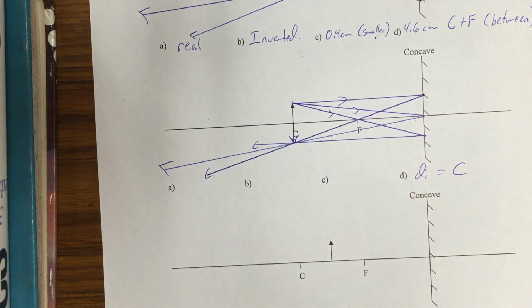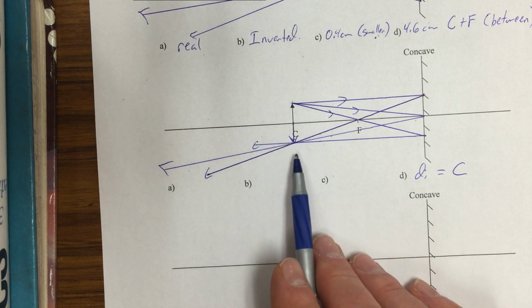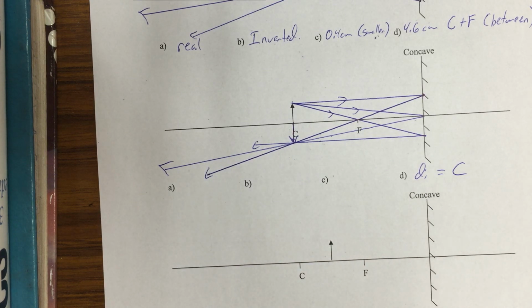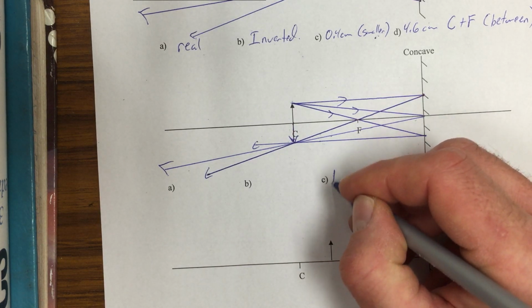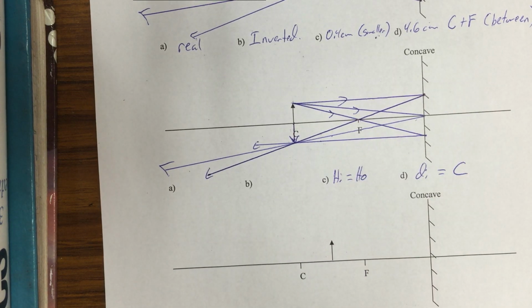This on C case is a very important case for concave mirrors. It is the one time when you can get the object at the exact same location as the image. DO actually equals DI here. DO is on C, DI is also C. The other thing that you'll notice is that HI equals HO at this point in time. It is the one time where it happens that the image height and the object height are also the same.